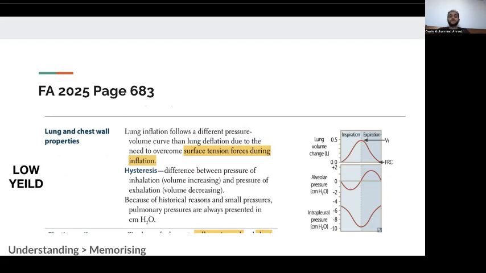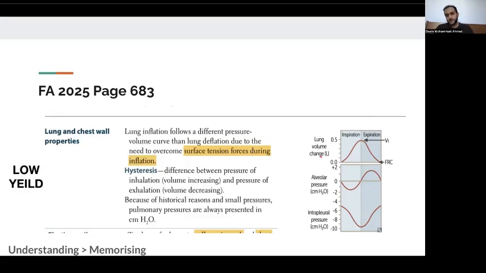And because of historical reasons, small pressures or pulmonary pressures are going to be presented as centimeters H2O. Now, many students here get confused with the pulmonary arterial pressure, but that's going to stay the same. Artery pressure is always high. And this pressure over here, centimeters of water, is really important as it's basically how much you're breathing, and it's not going to be as high as the artery system, which is quite high.